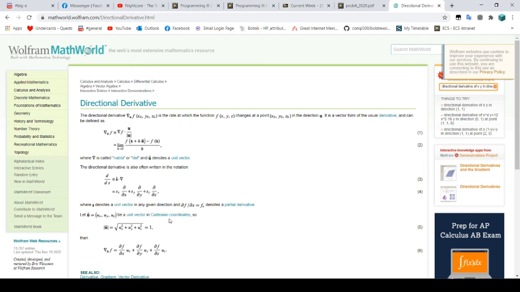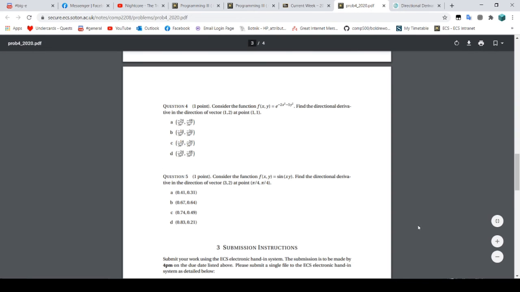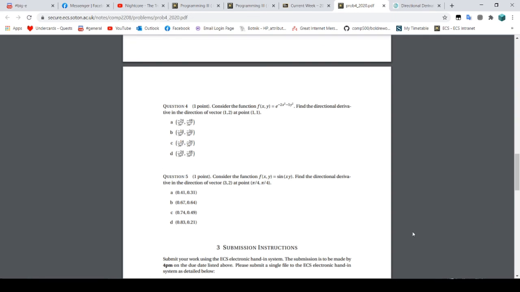Unit vector Cartesian coordinates. Yeah, see, this is what we need. I know how we work this out. So we do 3 divided by root 3 squared plus 2 squared. That gives us like 0.8, right? And then I can check my answer with this.